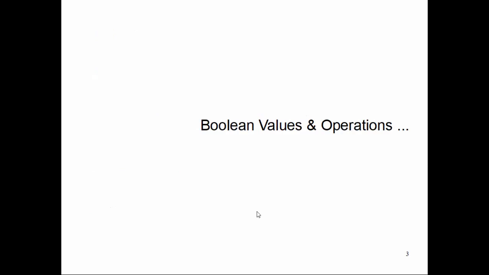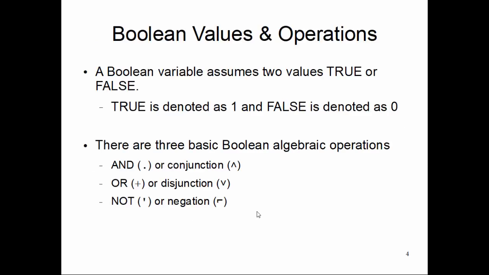So, Boolean values and operations. By definition, if you recall, a Boolean variable assumes two values, true or false. True here we always denote as 1 and false is denoted as 0. There are three fundamental operations in Boolean algebra.